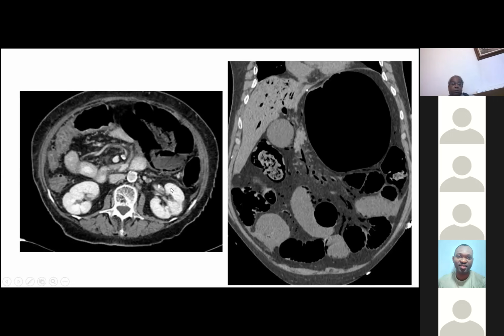And on the axial view, we've given iodine-based contrast medium. You can see there's enhancement of the kidneys. There's the aorta here in the center. There's the IVC, and these are loops of small bowel. And you can see where my arrow is now, there's a thin rim of gas in the wall of the bowel.